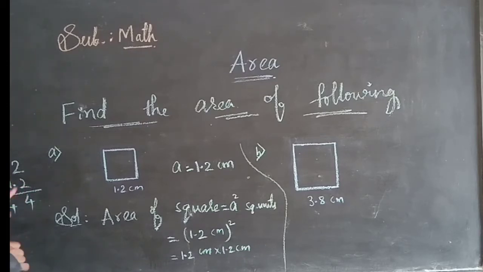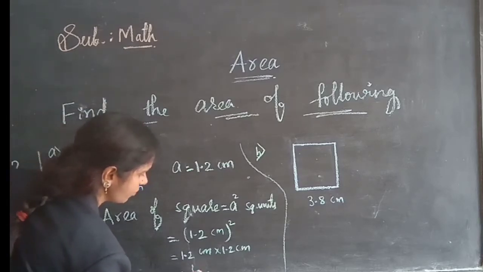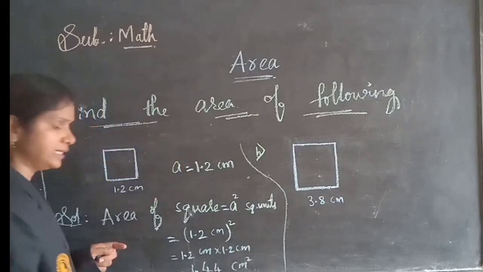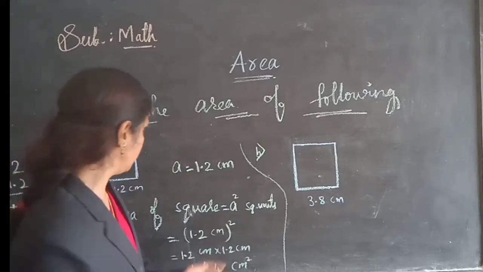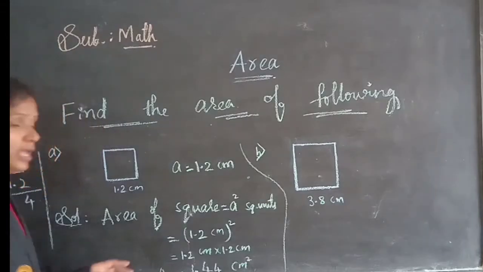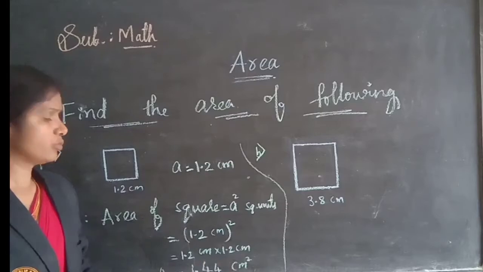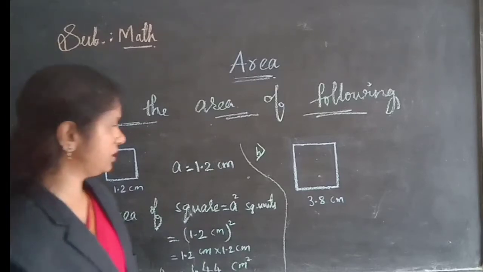And here how many digits before the point do we need to keep? 1 digit before in the first number, 1 digit before in the second number. Means total 2 digits before. Here 2 digits before I am keeping the point. Nothing but I got 1.44 square centimeters or centimeter square. So the area of the given square is 1.44 square centimeters or centimeter square.